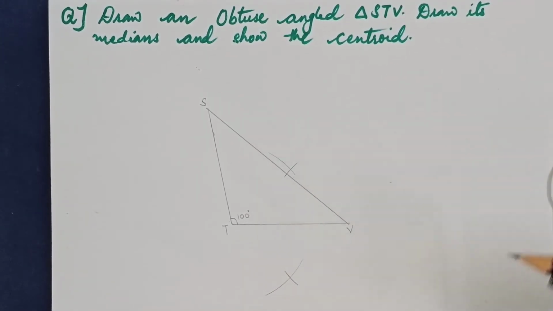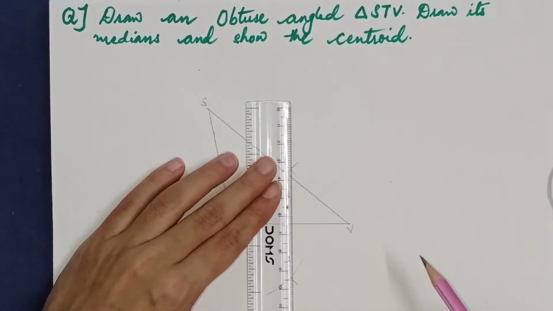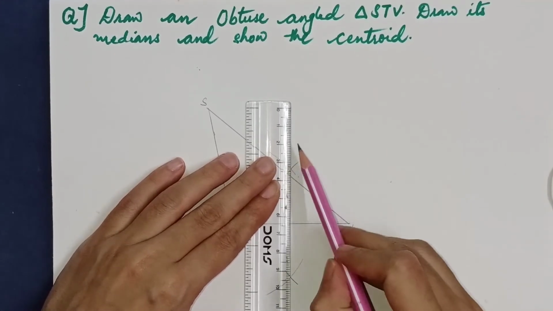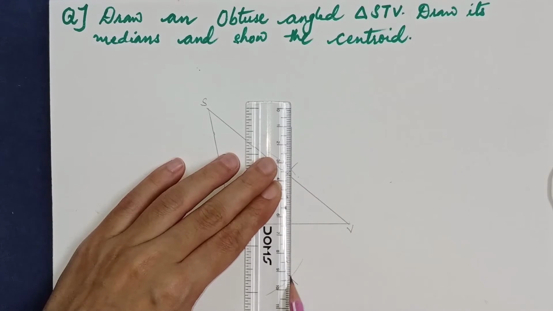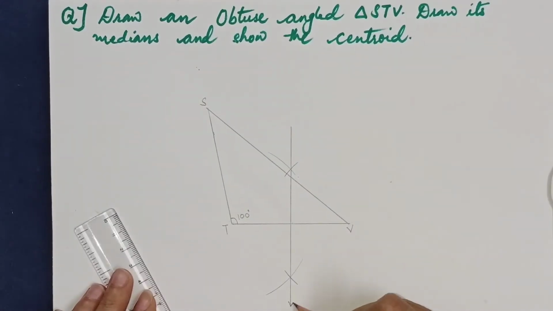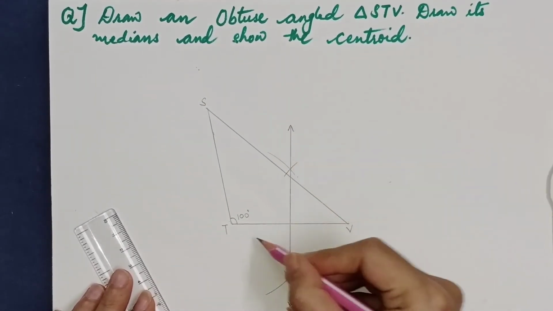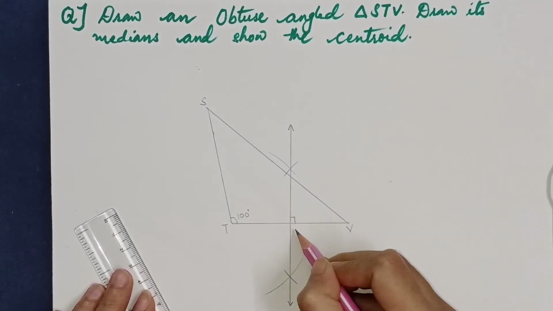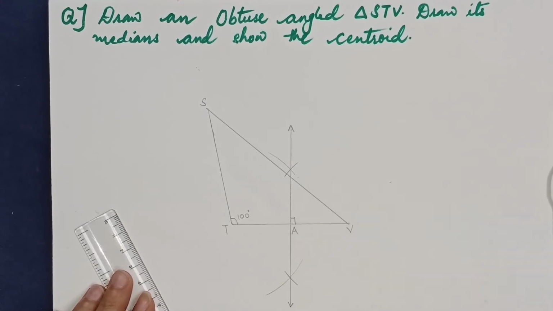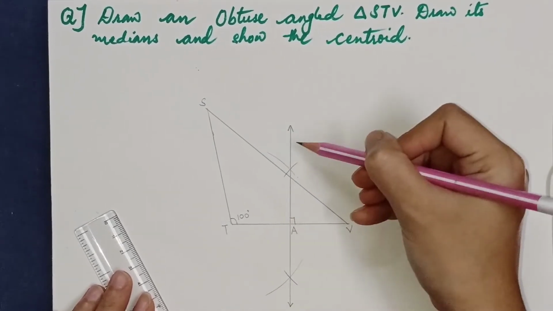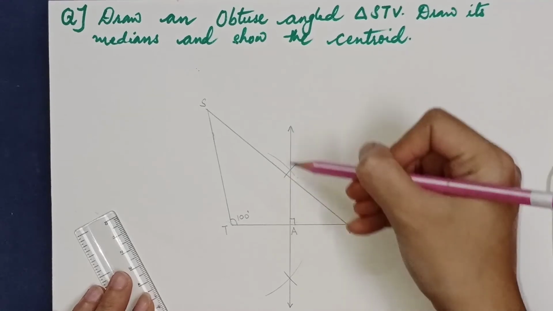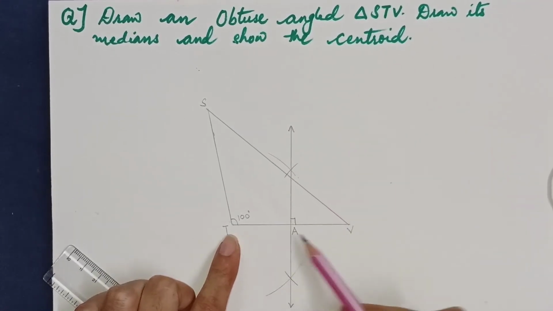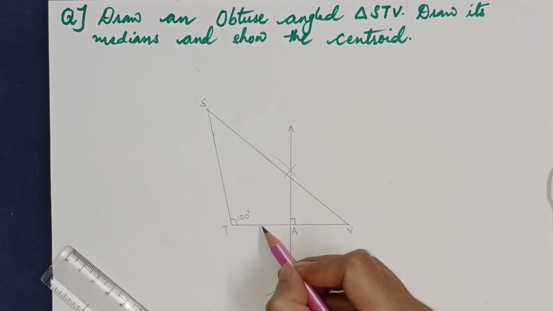Don't overdo the construction. It should be very precise. Now we'll take the ruler and we'll connect the line. This is my perpendicular line onto the side TV. Let us name this point as A. Now what this perpendicular bisector has done, this bisector has divided the side TV into two equal parts.